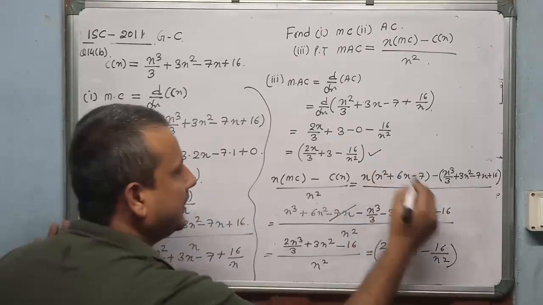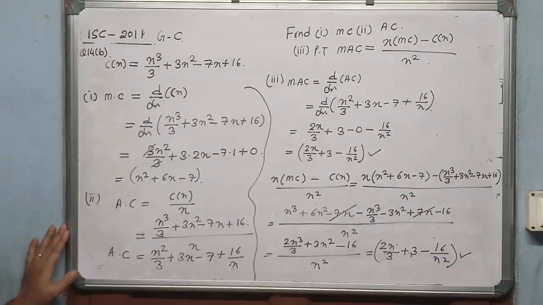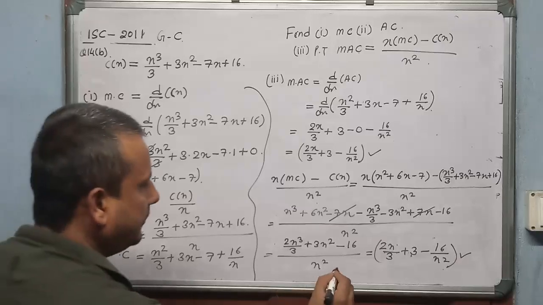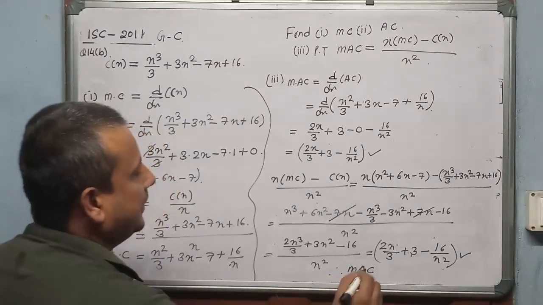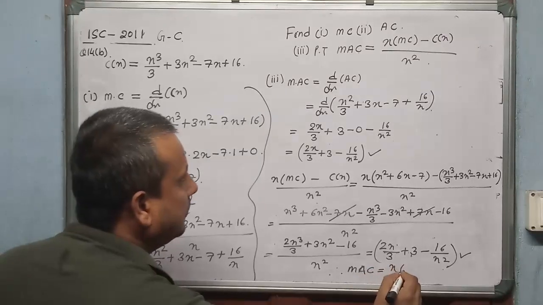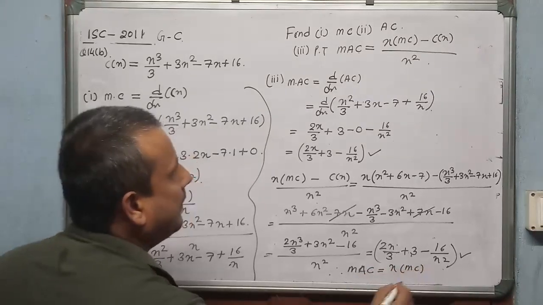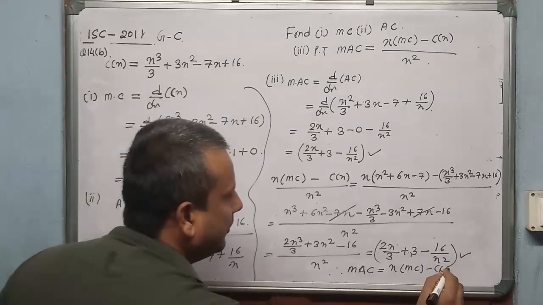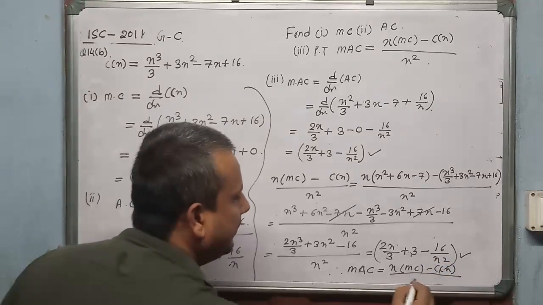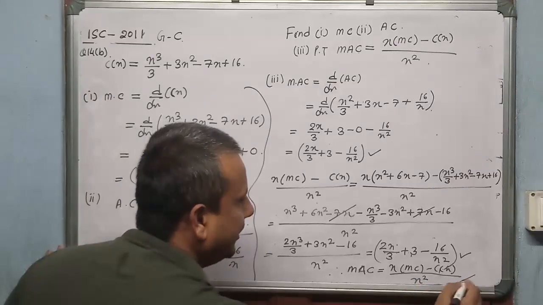And these two results are the same. These two quantities are the same. Then we can write, therefore, marginal average cost is equal to x into marginal cost minus cost function, divided by x square. This relation is proved.